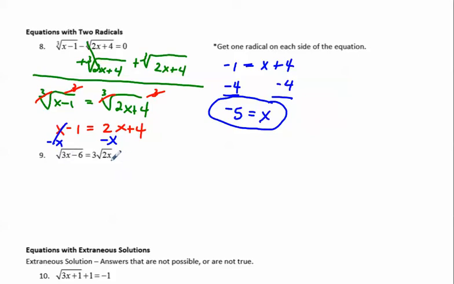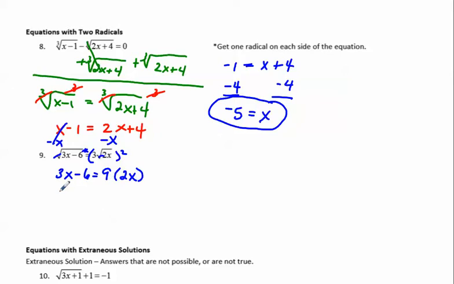I have a 3, but it wouldn't make any sense to divide by the 3 because that would just move it over here. So let's go ahead and square both sides. I square on this side, and I need to square both the 3 and the square root on this side. So my squaring and my square root cancel, and I get 3x minus 6. I have to square the 3, so I get 9. And then here, the square and the square root cancel, so it's just 9 times 2x.